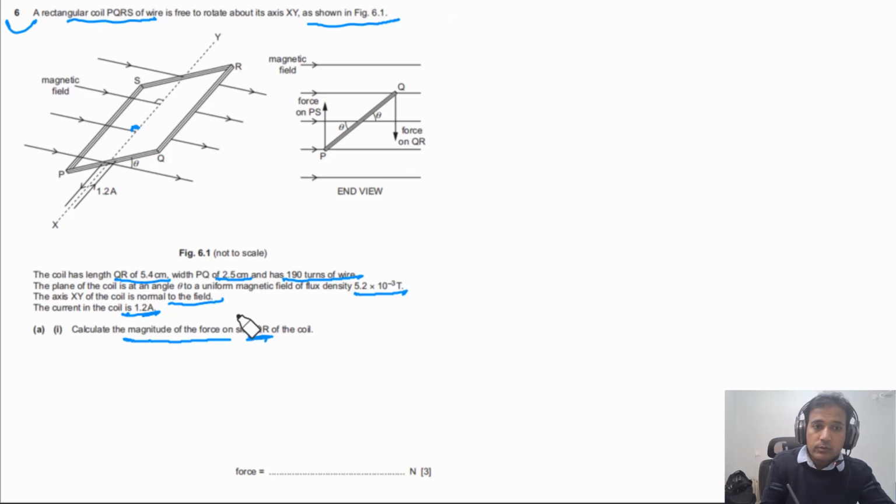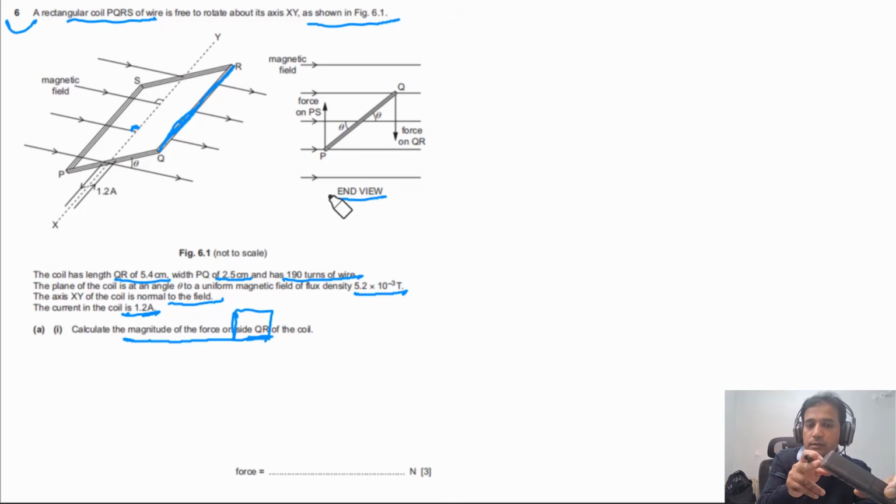Side QR, very important, so you need to read the question carefully. So this side is QR. Here it is very hard to figure out the angle between the magnetic flux density and this side. But if you look at the end view, this geometry box, you can see first of all it is placed like this, now it is like this. So this side is QR.